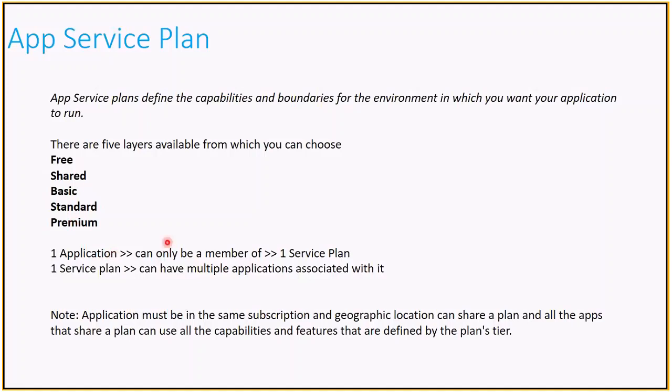So with app services, each application can have one single service plan, but one single service plan can have multiple applications associated to it. The main boundary of an app service plan is this: if you want to apply a particular service plan across a number of applications, you need to stick to the same subscription and geographic location, okay. You can't run an application in another location and choose that service plan, because that's not possible.